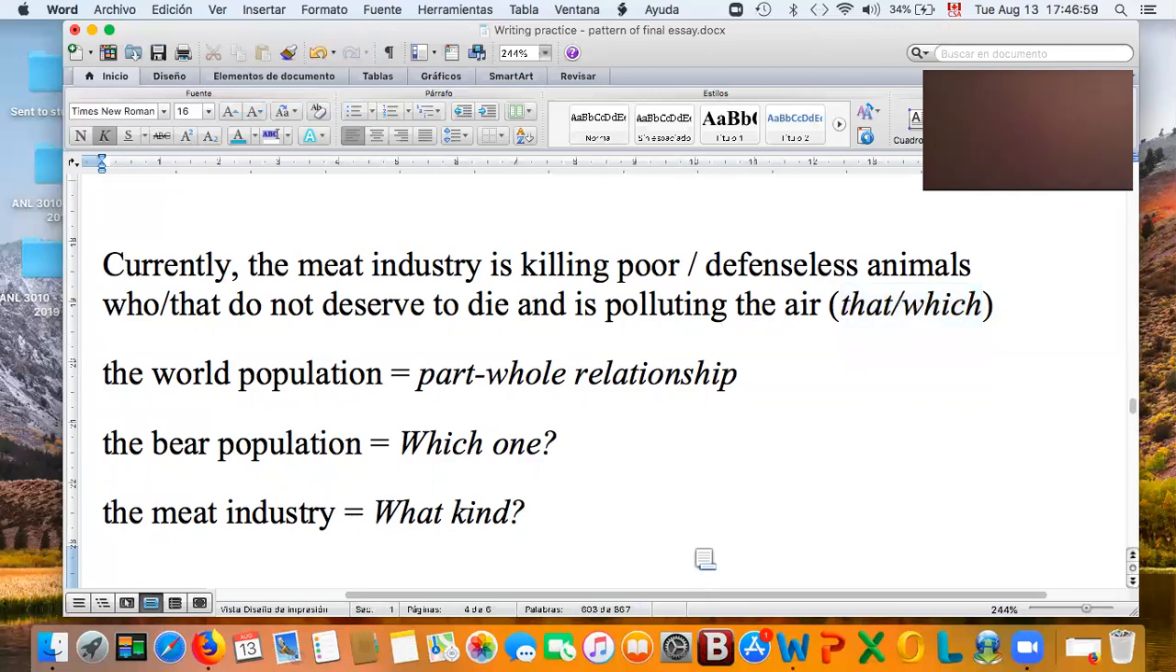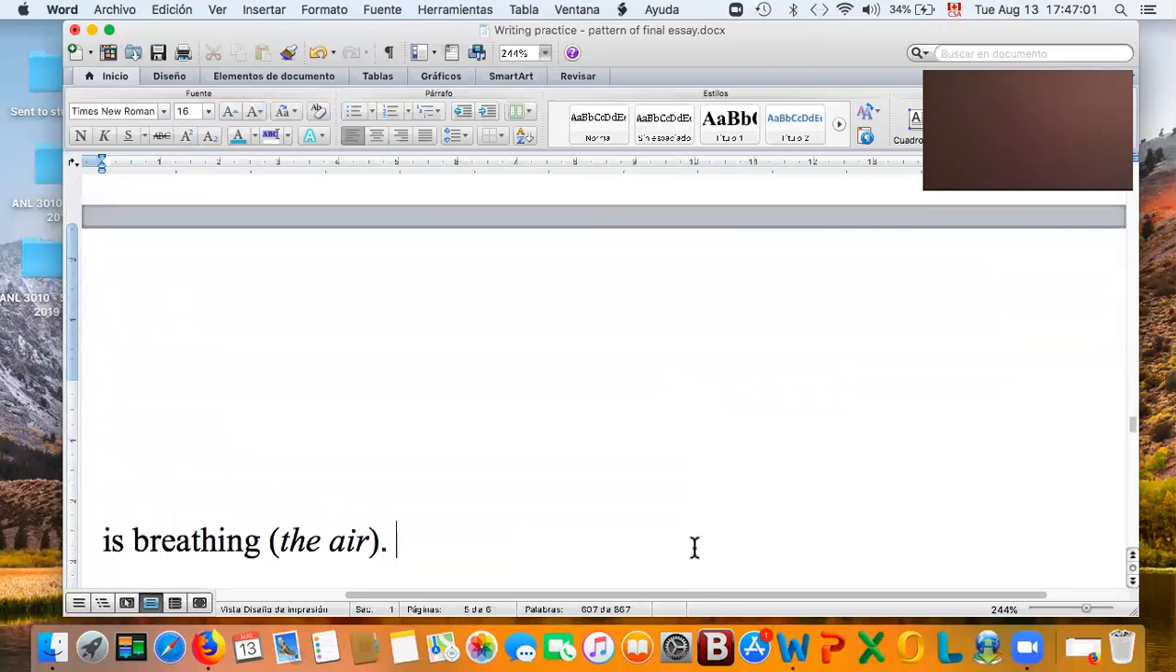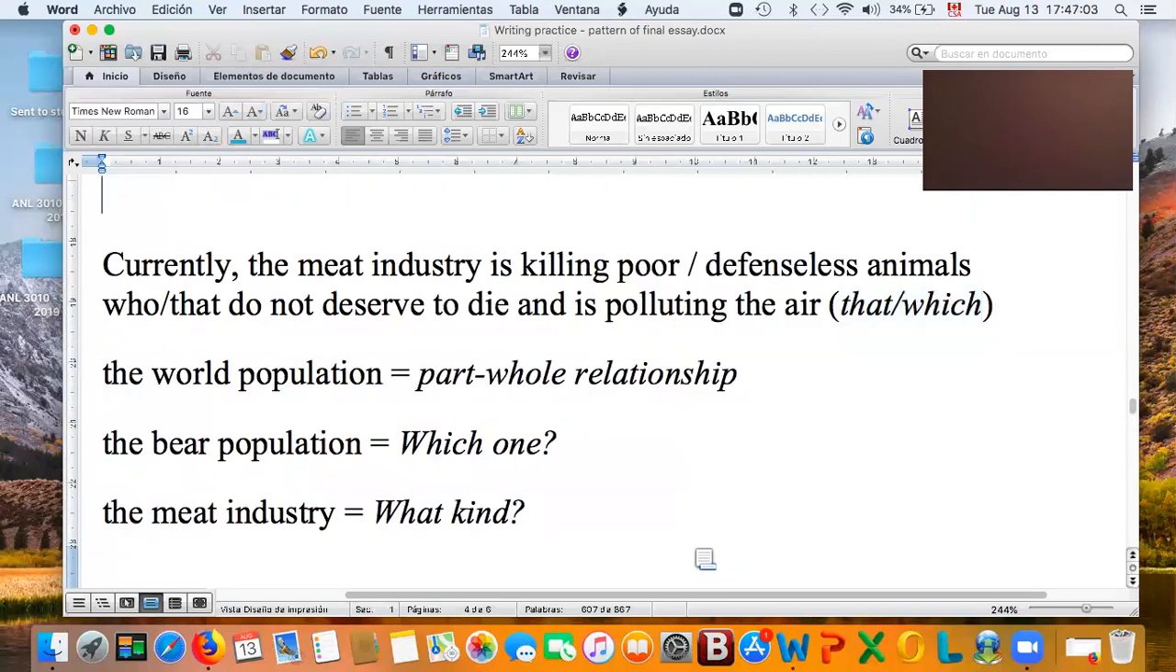where's the rest of it? The world population is breathing. But there's something I want to talk to you about first. Okay, first, why who or that? Why poor versus defenseless? Well, this student originally wrote, the meat industry is killing poor animals. Now, that's very emotional sounding. It's not wrong, and it is an appeal to pathos, so that could be defended.